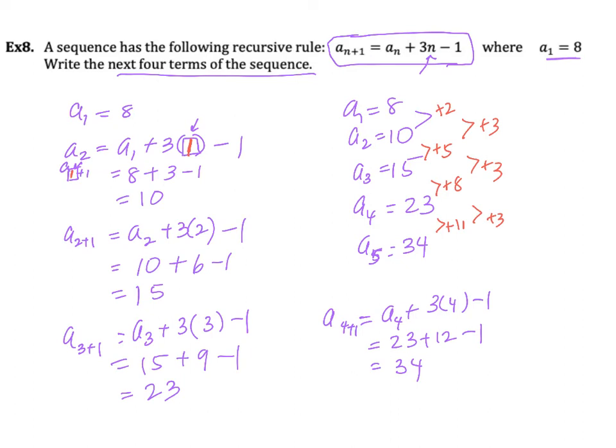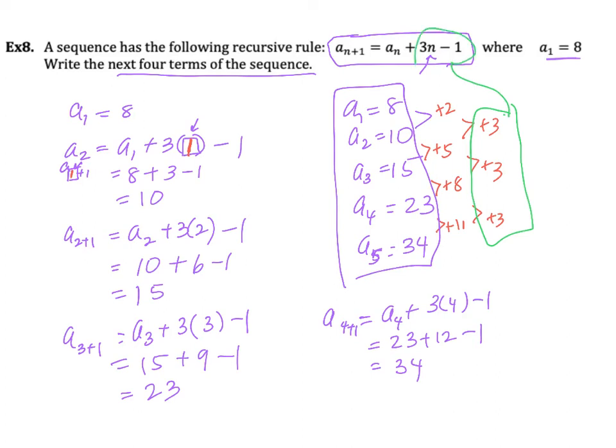So here are my first four terms. Notice, this is going to come back in our next lesson, the second difference was common. And how does that relate to this part here?